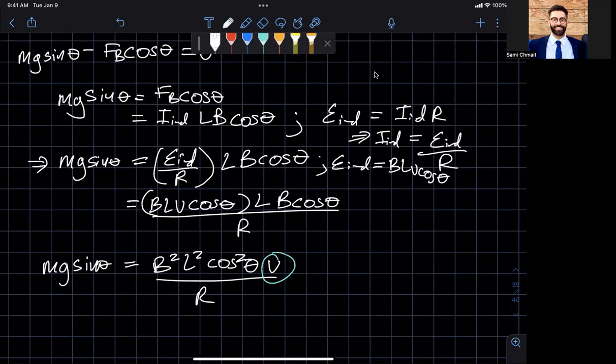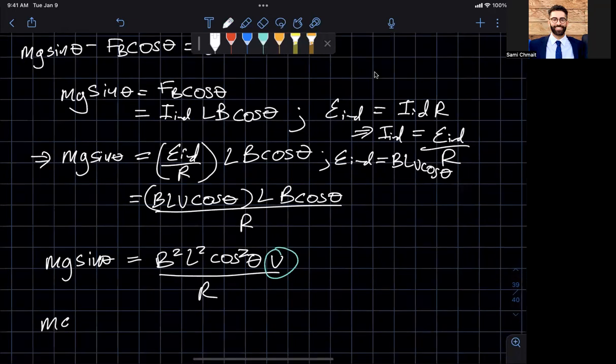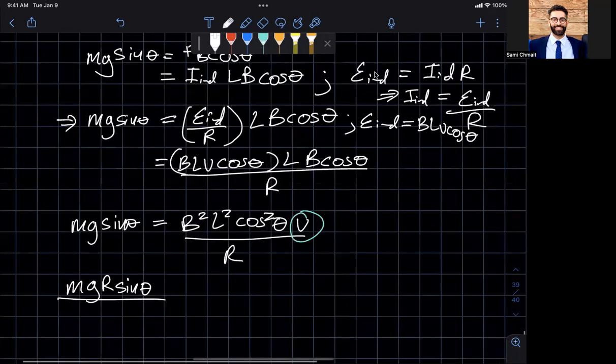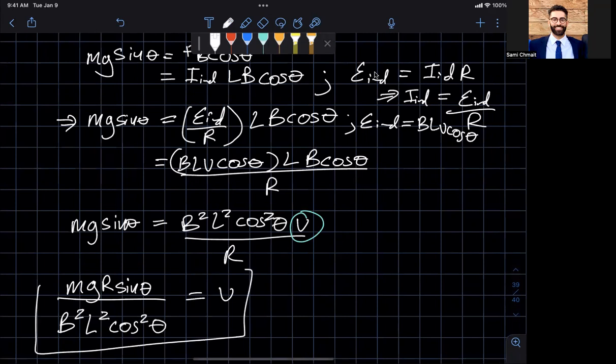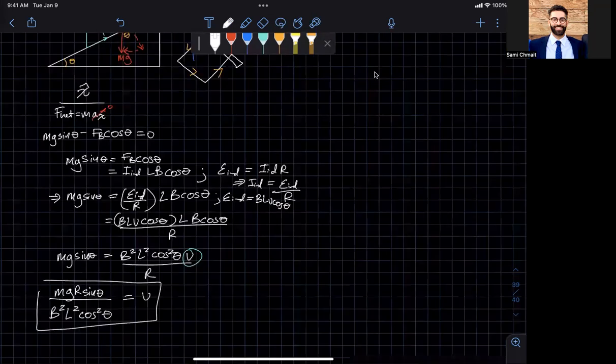Rearrange a little bit, clean this up. We're going to have mg R sine theta divided by B squared L squared cosine squared theta is equal to V. Bam. That's how you do that one.